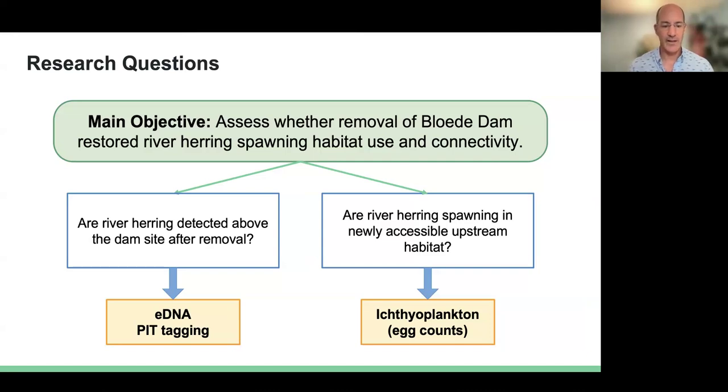So we used a couple different methods for this, which should be a theme that you're used to by now. We wanted to know, are river herring detected at all above the dam site after it was removed? And for that, we used both eDNA and PIT tagging, which I'm not going to talk too much about, but it's putting a tag that's like the microchip in your dog or cat into fish and trying to see if we can track individuals. And the Maryland Department of Natural Resources also used a fishing method that I have pictures of called electrofishing, where they were trying to catch adult fish.